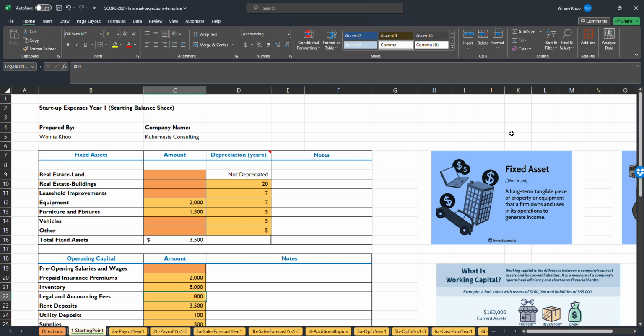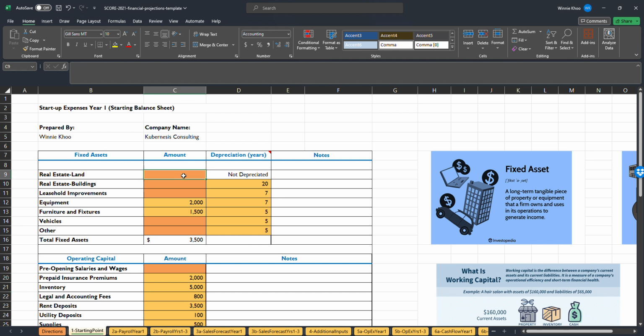You have it on hand for at least 12 months, and most fixed assets are used for 5, 10, 20 years. So it really is a long time that you're using these assets. And again, this is a long-term tangible piece of property or equipment that a firm or company owns and uses in its operations to generate income. These are the most common fixed assets that are used to help you make money.